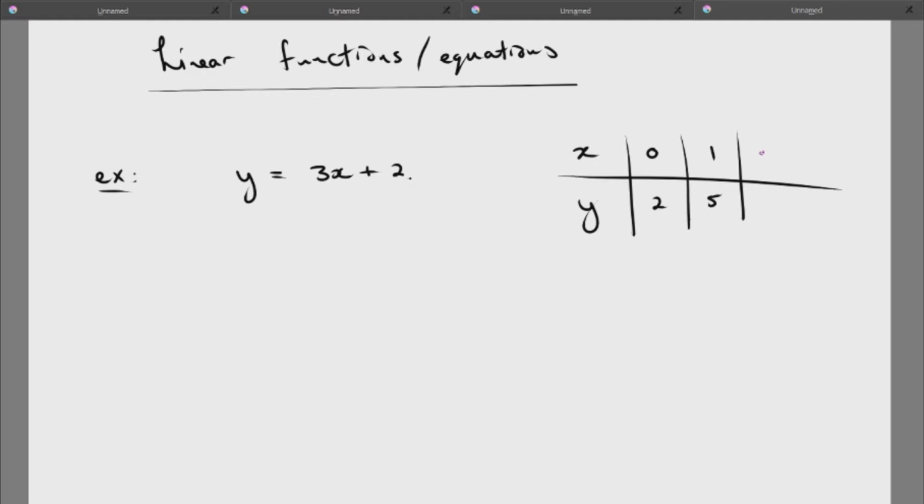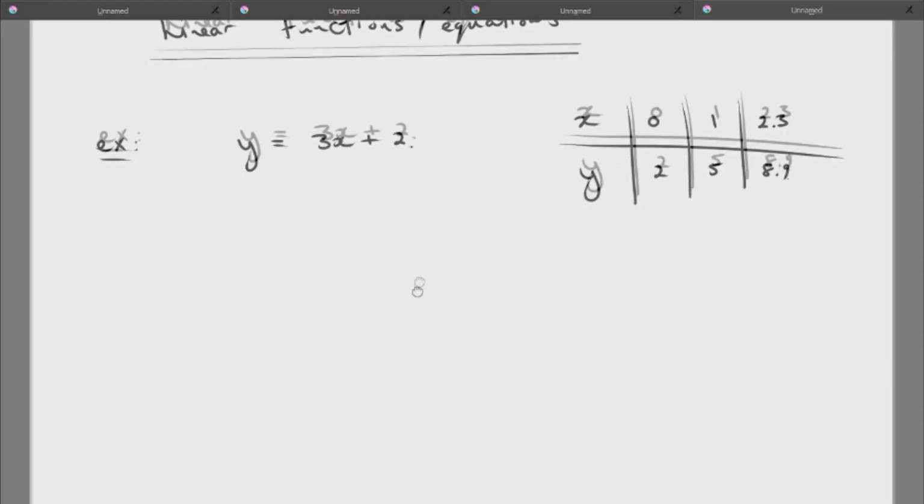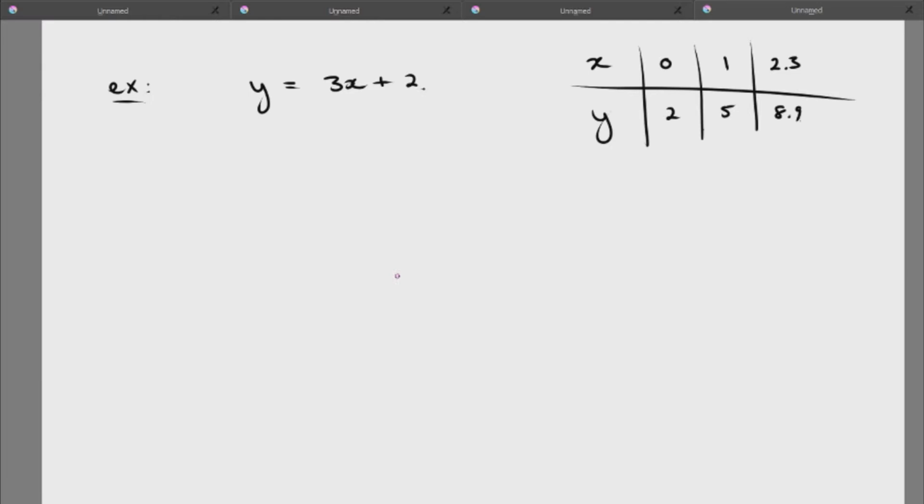It doesn't have to be anything specific like a whole number. I could say 2.3 if I wanted to be creative. I can plug in any number I want. If I have 2.3 times 3 plus 2, what do I get? Now it's not very convenient, but I can plug in anything I want, right? So there are infinitely many numbers that I can plug in. As nice as that is to do, it doesn't really help me that much.